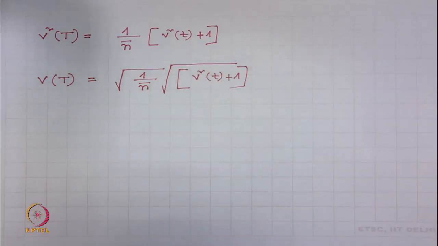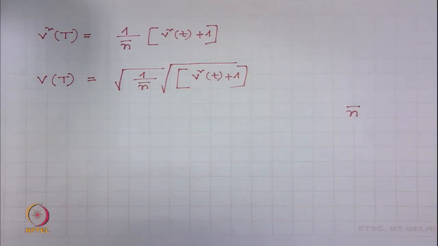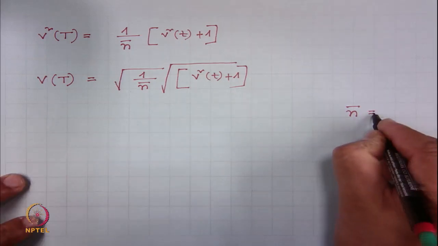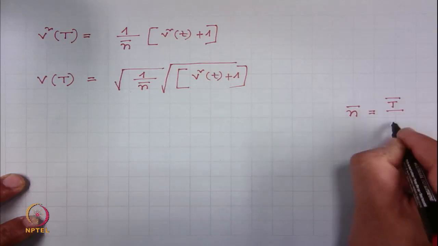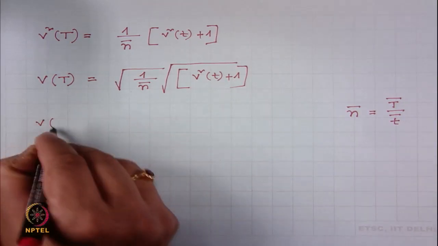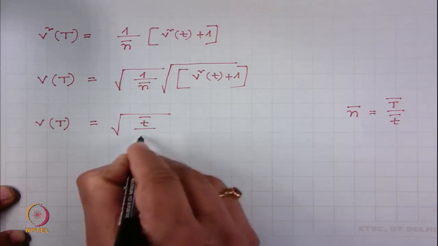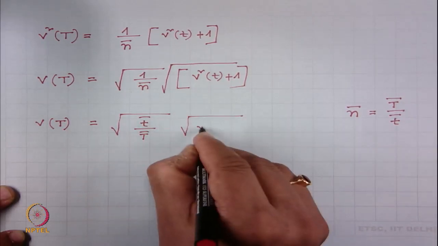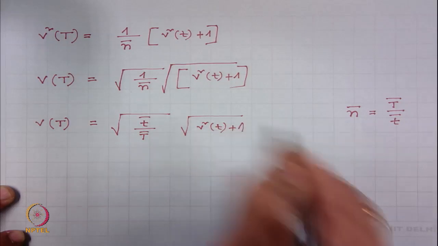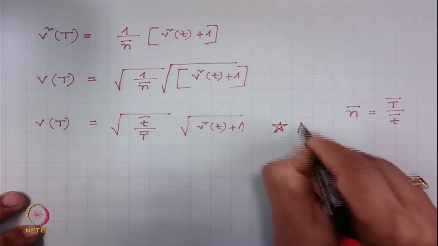And what is n bar? All fibers are parallel, they are straight. So, n bar is capital T bar by small t bar, mean sliver fineness divided by mean fiber fineness. If we substitute here, then we obtain root over small t bar by capital T bar into V square t plus 1. So, this is the most important equation till now.